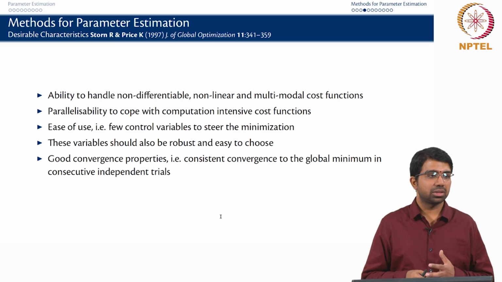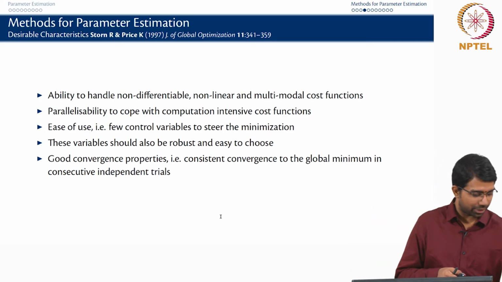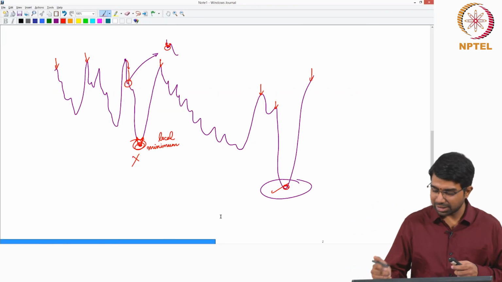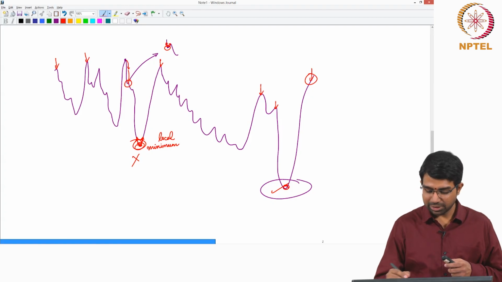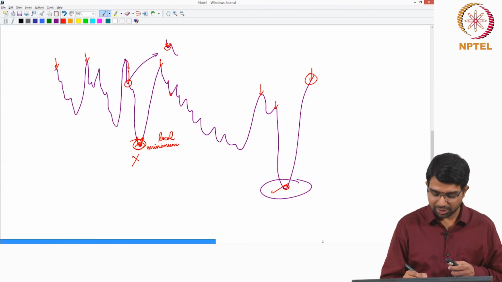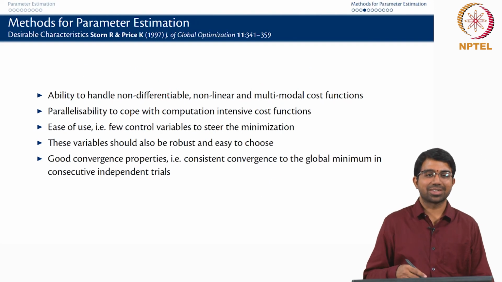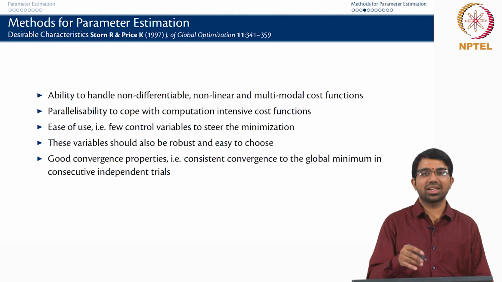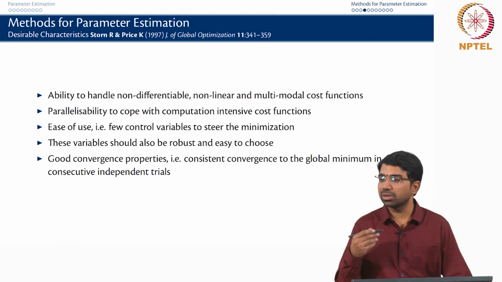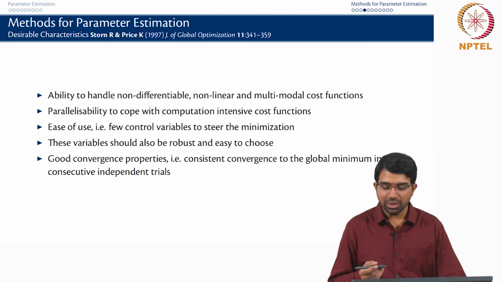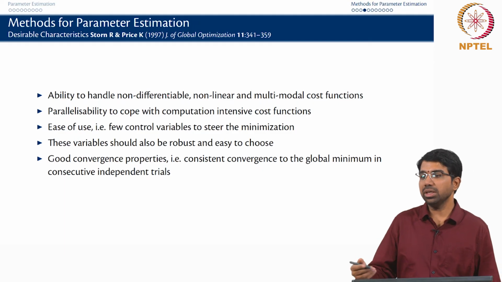across runs, right. Only if I start at a particular x naught, that happens even for hill climbing, right. If I start at this x naught, hill climbing will happily converge to this minimum, whereas if I start at this x naught, it will just converge here. So it is not reproducible, but obviously this is our wish list. It is not necessary that there is one algorithm that will satisfy everything in this wish list. Depending upon the problem at hand, you may want to prioritize one or more of these features compared to the others.